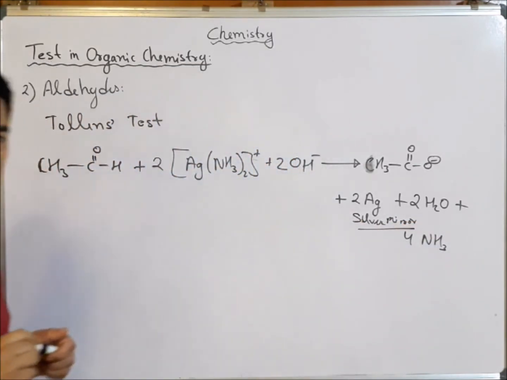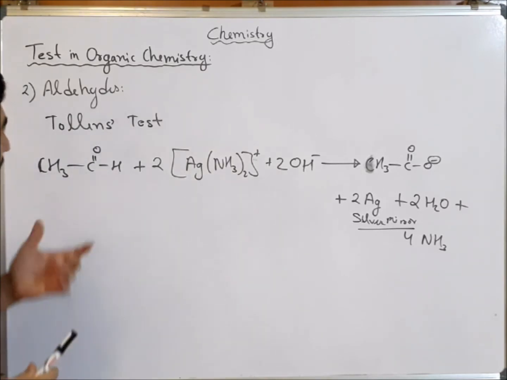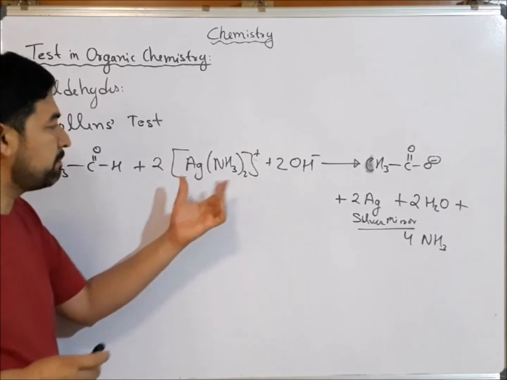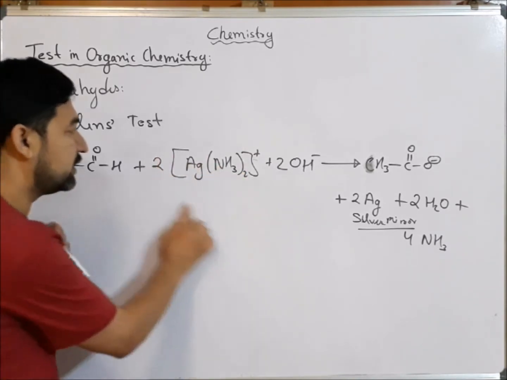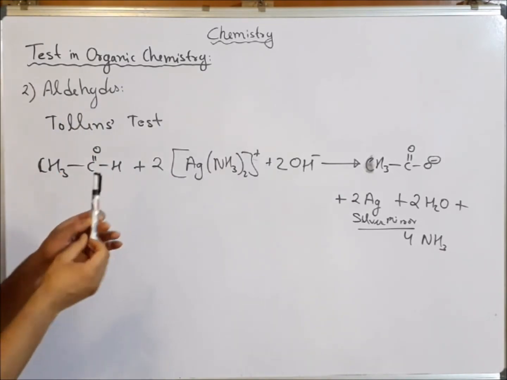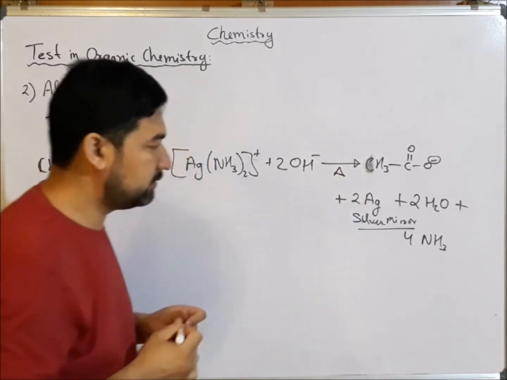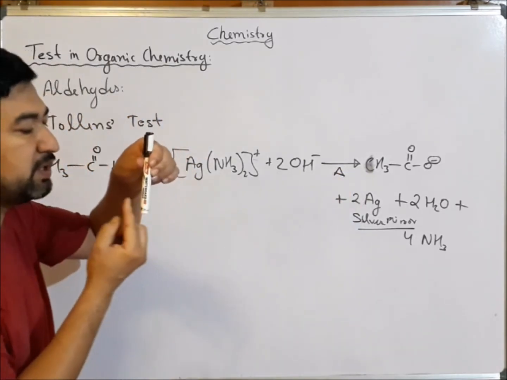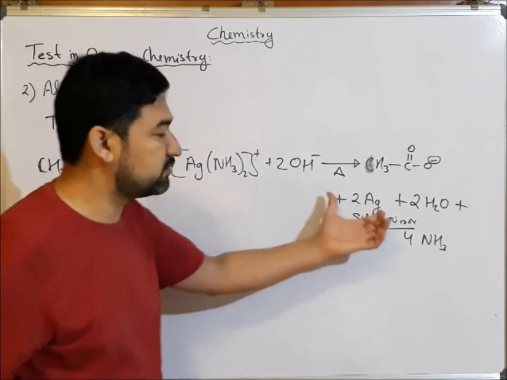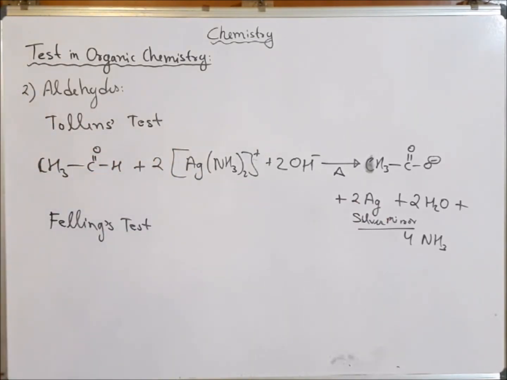The main procedure is that we take these aldehydes in a test tube. Then we add freshly prepared ammoniacal silver nitrate, which we call Tollens reagent. When you add this to the test tube and heat it for some time, you will notice after a while that a silver mirror has formed at the bottom of the test tube. This confirms the presence of aldehyde.